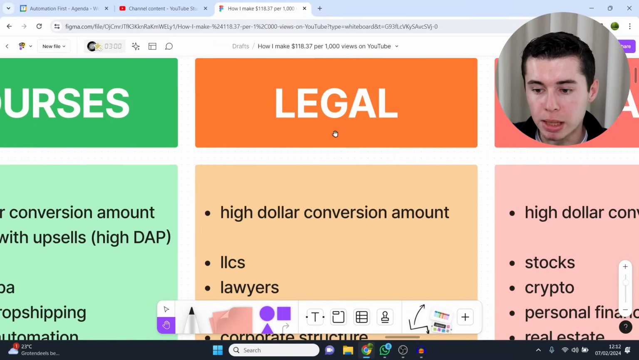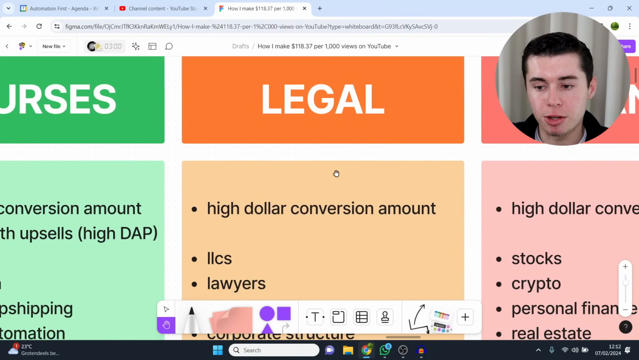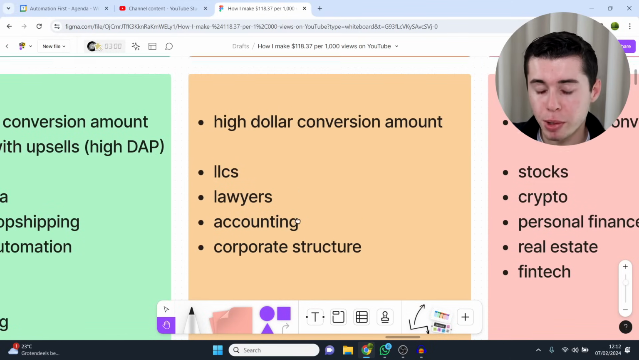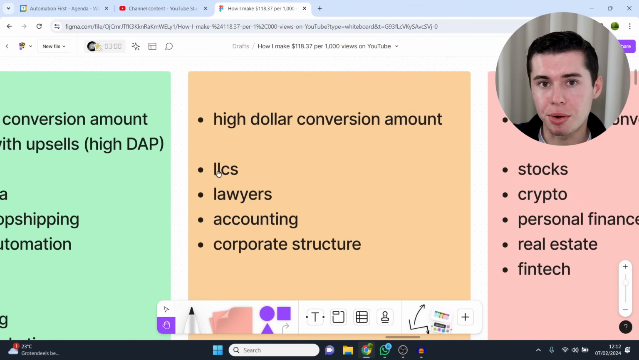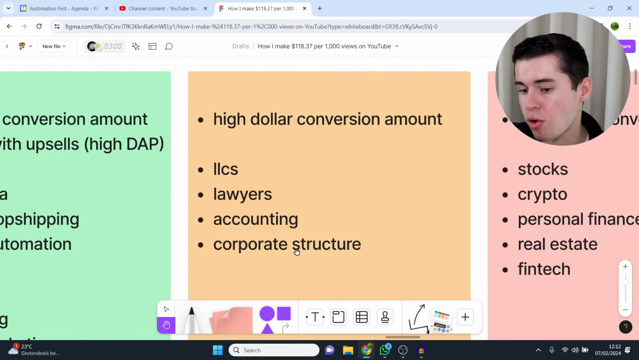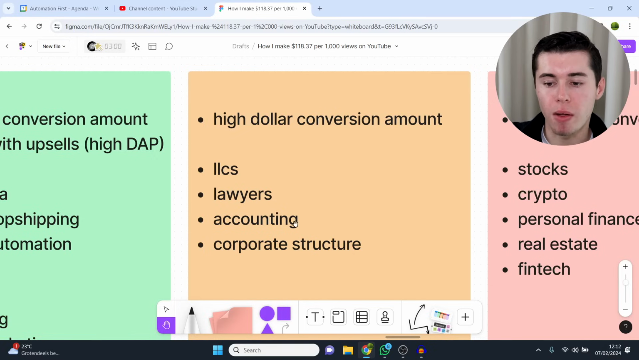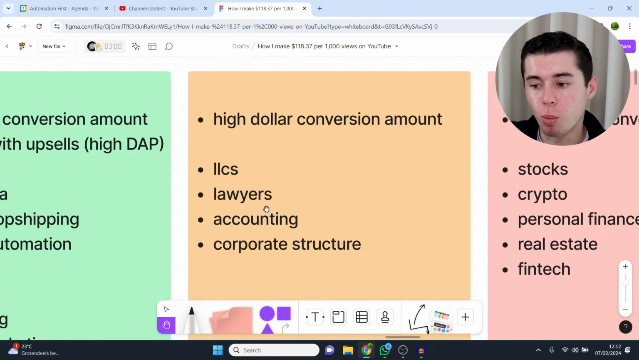Another category would be legal. Once again, high dollar conversion amount. These are often very serious services. There's not really lawyers you can get for just $10 an hour. It's going to be a lot of money. So things that you can make videos about here are LLCs, like how to set up an LLC. You can make content about lawyers, accounting, corporate structures, and probably the list goes on and on. These are just a few that I know of that do indeed have a lot of money per 1,000 views in them.